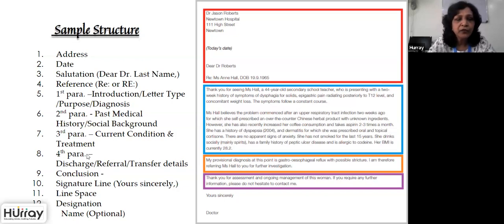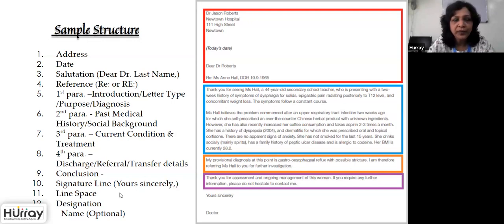Then comes the fourth paragraph. That is, you'll have the details of discharge or referral details, transfer details here. So at the time of discharge or transferring your patient to another facility, what is the prescription given to the patient? What is the follow-up date? What is the advice you give the patient, for example, regarding diet or exercise, etc. And of course, regarding the medication.